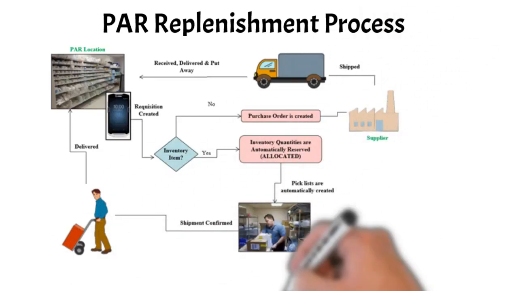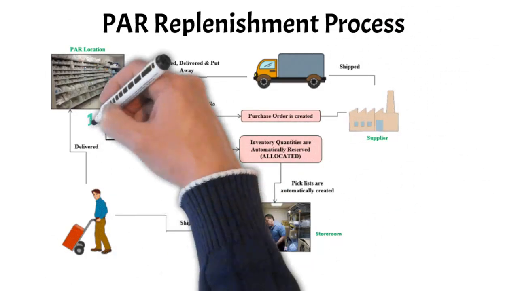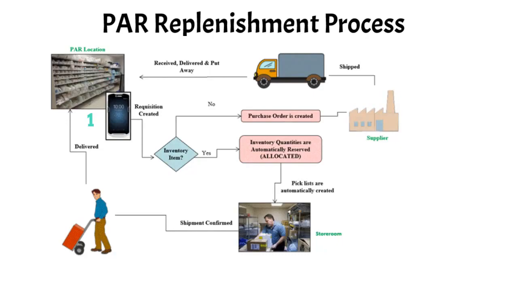A common hospital PAR replenishment process is shown here. If you start at number 1 on this diagram, you will see a picture of an actual hospital PAR location. As mentioned previously, the PAR replenishment process is initiated by a supply chain staff member walking through the location at a designated time. During this walkthrough, they will look for items that are running low and will create an electronic requisition for the items that need to be ordered.